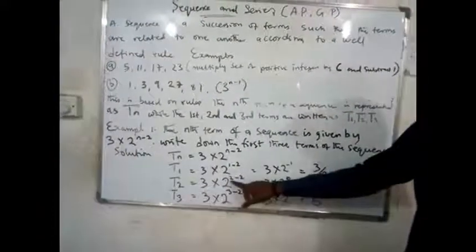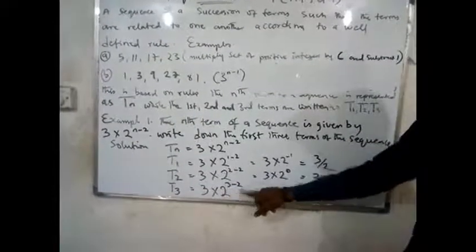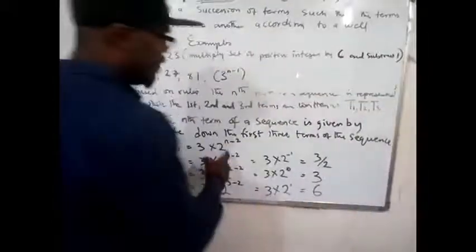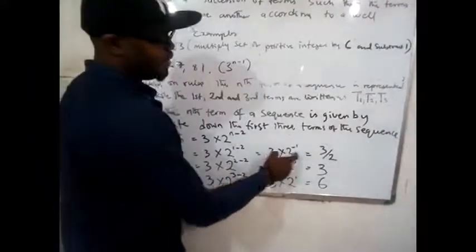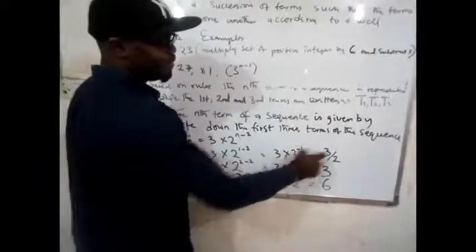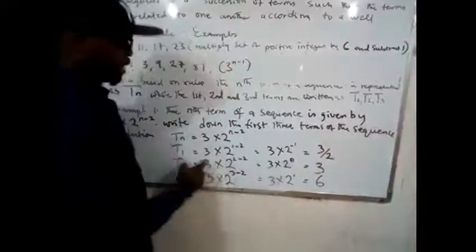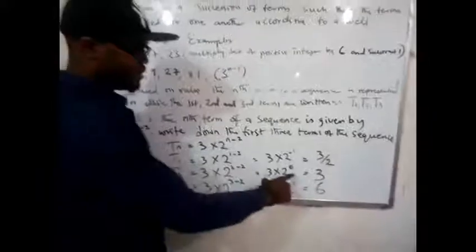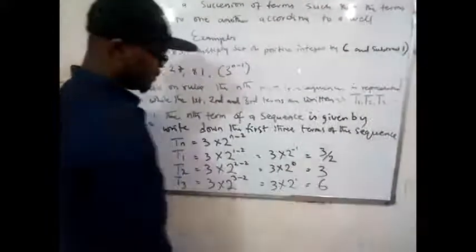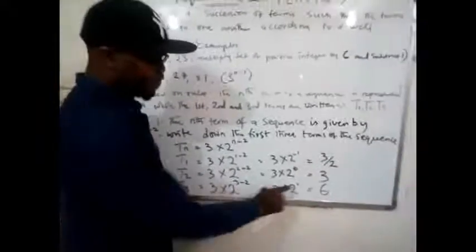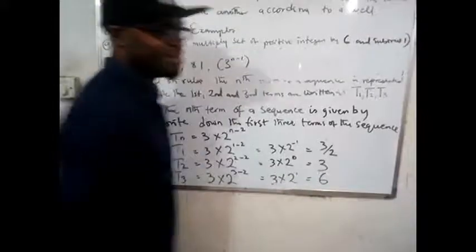T2, in place of n, you put what? 2. T3, in place of n, you put what? 3. So here, when we have 1 minus 2 is what? Minus 1. And for indices, anyone that has negative exponent, you bring it down, put the other one up, that is 3 over 2. Here you have 2 minus 2 is what? 0. Anything to power 0 is 1. 3 times 1, 3. Then 3 minus 2 is 1, 2 to power 1 is 2, 2 times 3 is 6. And so on.